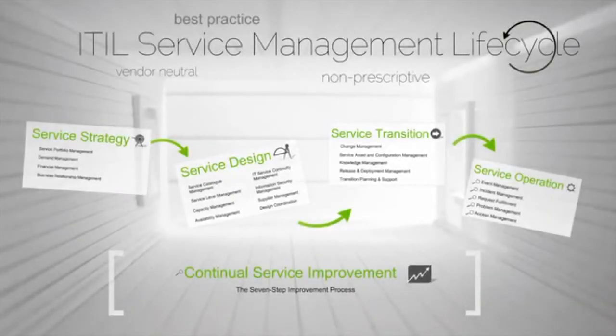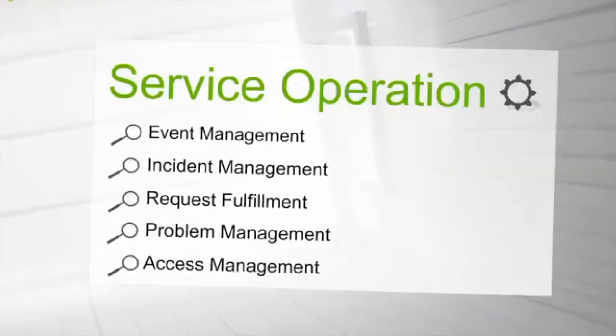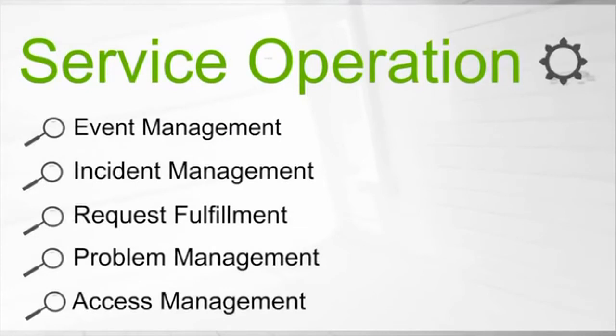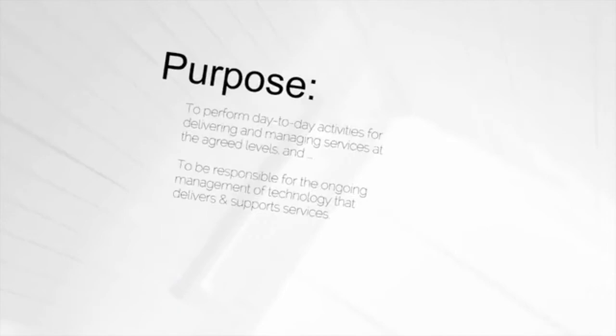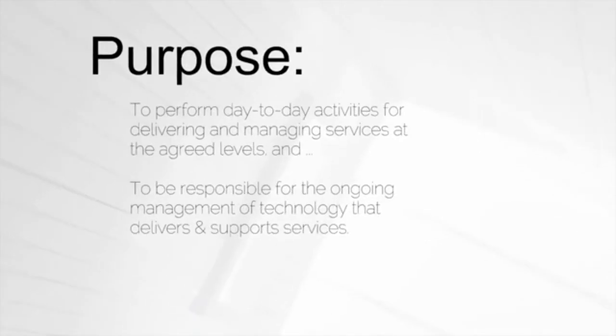The 5 processes we'll discuss are listed briefly right here: event management, incident management, request fulfillment, problem management, and access management. Let's take a look first at the purpose of the service operation stage, which is to perform the day-to-day activities required for delivering and managing services at the agreed levels to business users and customers. This stage is also responsible for the ongoing management of the technology used to deliver and support services.